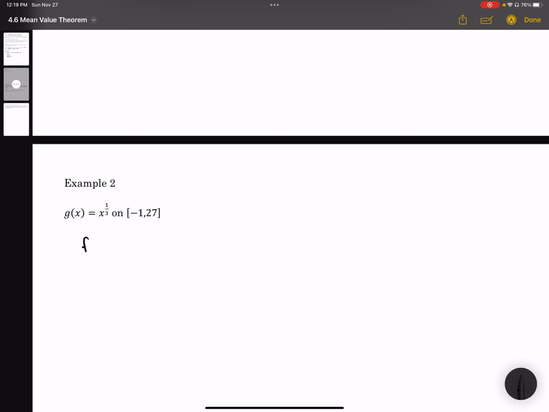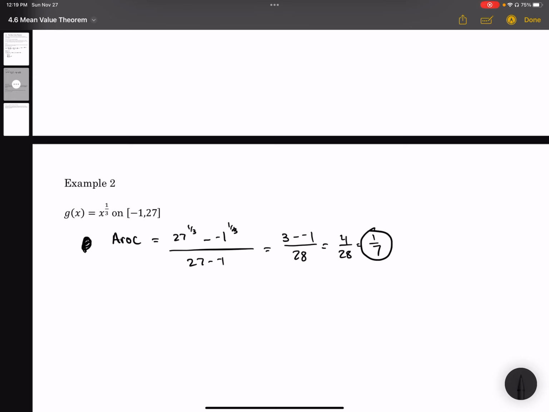let's see. So the average rate of change is going to be, so this time we're going to call it average rate of change. That's going to equal 27 to the 1/3 minus -1 to the 1/3 divided by 27 minus -1. So 27 to the 1/3 is 3, -1 to the 1/3 is -1. So 3 minus -1 divided by 28. So that's 4 over 28, which is 1/7. Now, that's the average rate of change in the interval. Does our derivative have to equal 1/7?